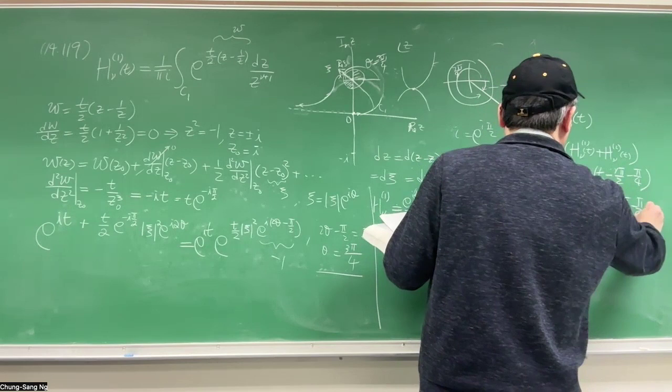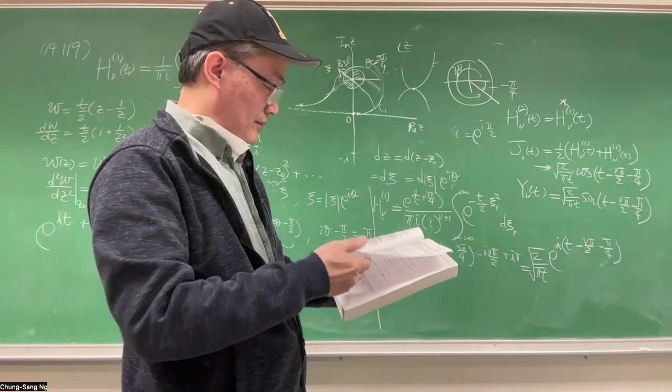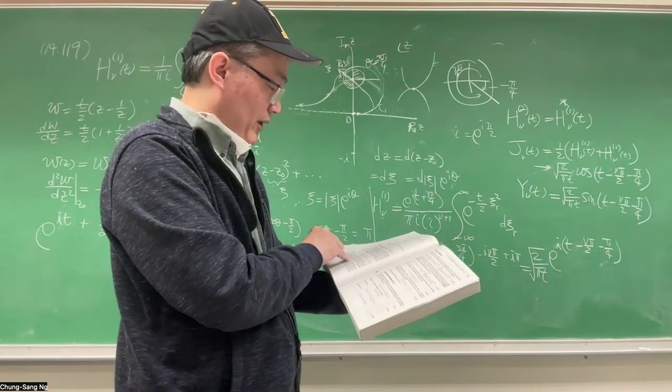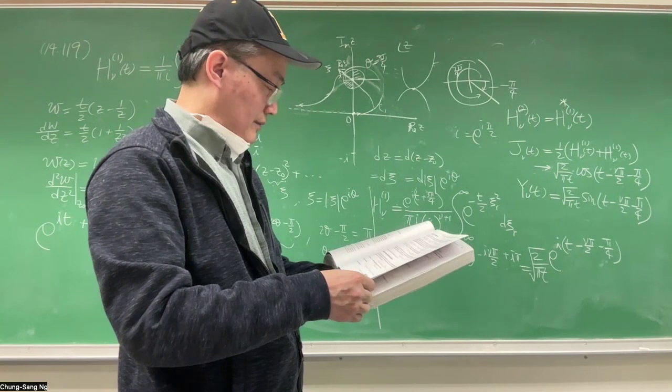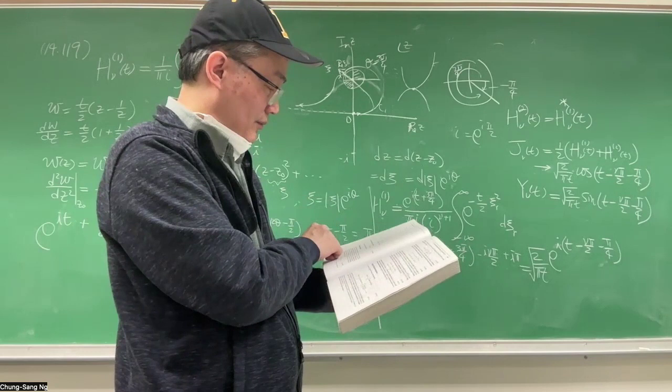Okay, so that's straightforward. And then you can also calculate the asymptotic expansion for I sub mu and K sub mu by just going through the definition. I sub mu is straightforward because it's defined as J sub mu with a complex argument.